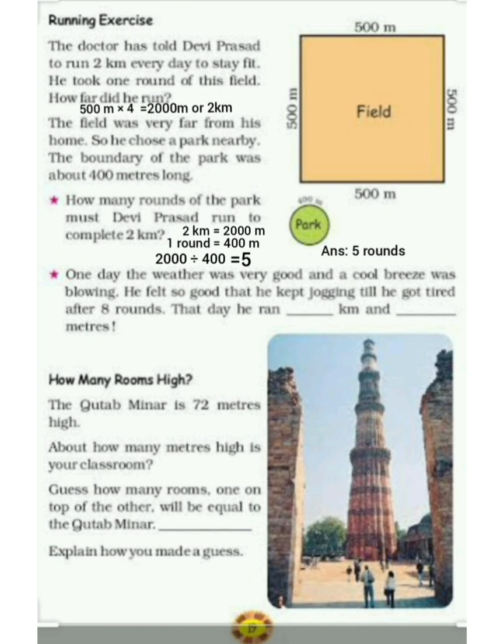Children, 1 round equals 400 meters. Then what about 8 rounds? 8 rounds equals 400 into 8. 400 into 8 is 3200 meters. This we will write in kilometers and meters. 3000 means 3 kilometers and 200 means this is meters.